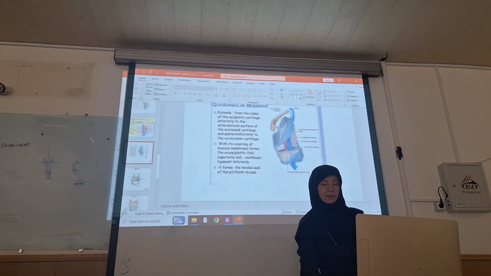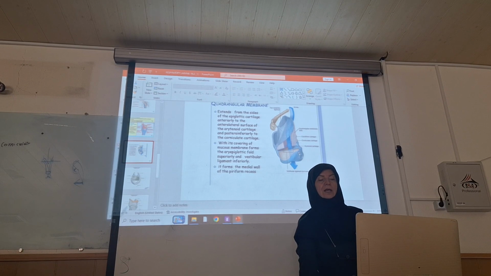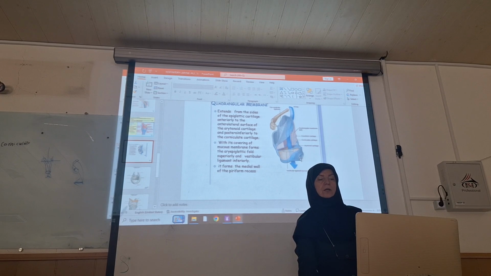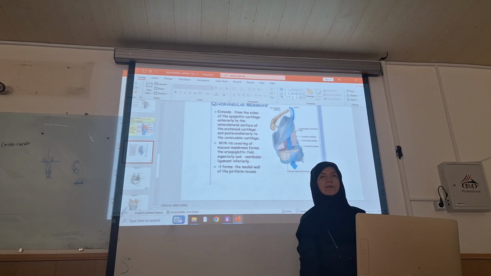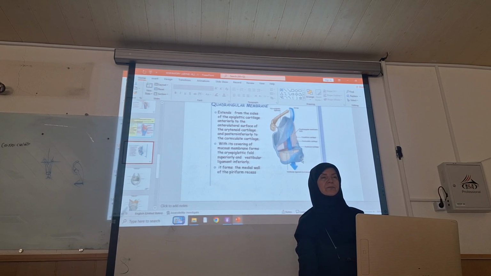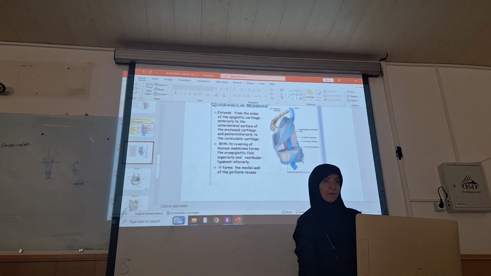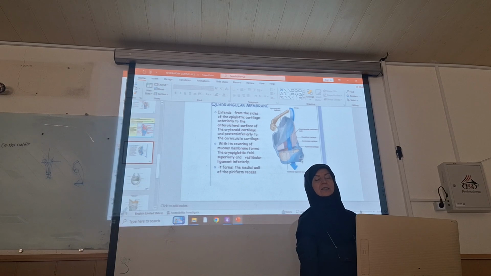What do you think? It is the articular surface on the cricoid cartilage. Which cartilage makes a joint here with the cricoid? Thyroid. Which part of the thyroid? The inferior horn, coming in this side to make a joint with the cricoid.